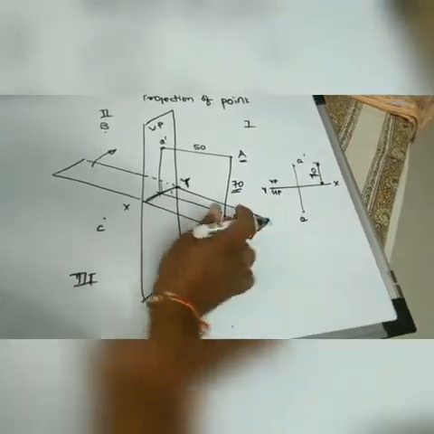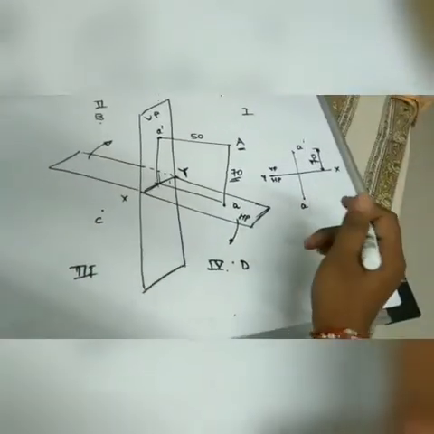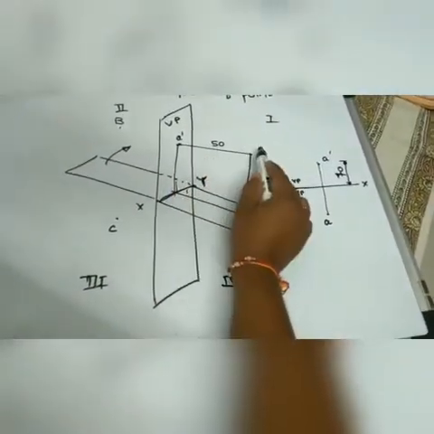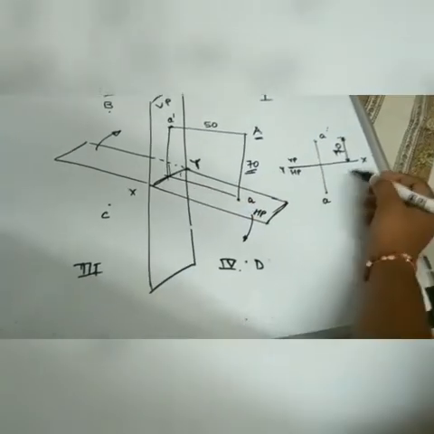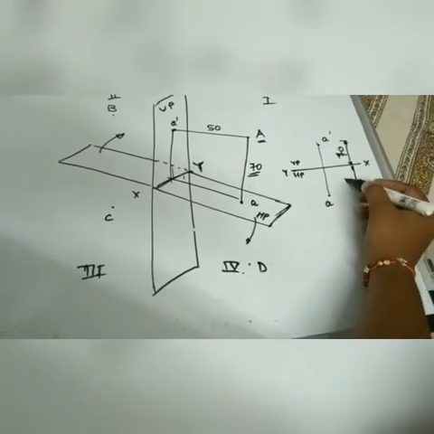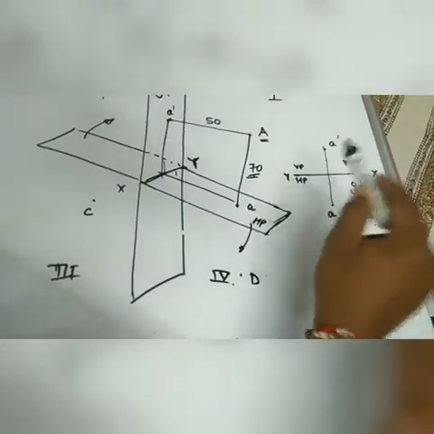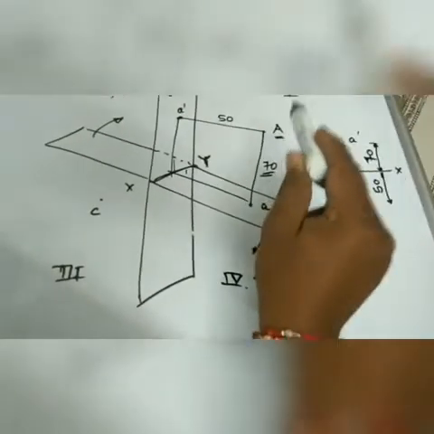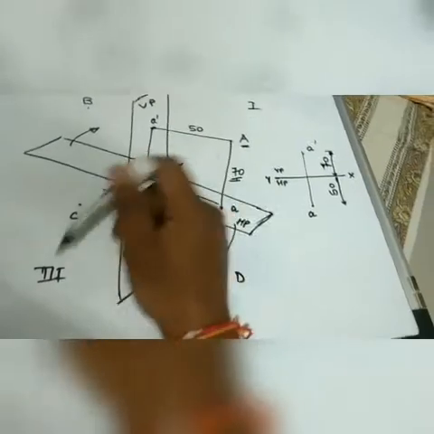Because HP goes down, this entire distance, it will go down. So because this distance is 50, this is also going to be 50, which will come down. So this distance will be also 50. So these A dash and A, they are projections of actual point A. So this is about when a point is in first quadrant.